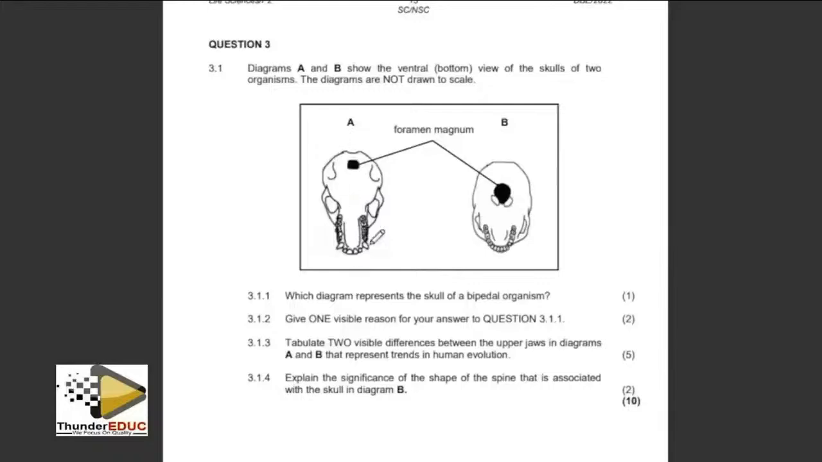Now look at this. Position of foramen magnum. They're saying, which diagram represents the skull? There is a difference between a skull and a cranium. A skull is everything which encloses the head. But a cranium is only the part which encloses the brain. Only the part which encloses the brain is what you call cranium. I think I'm clear there. Number 2.